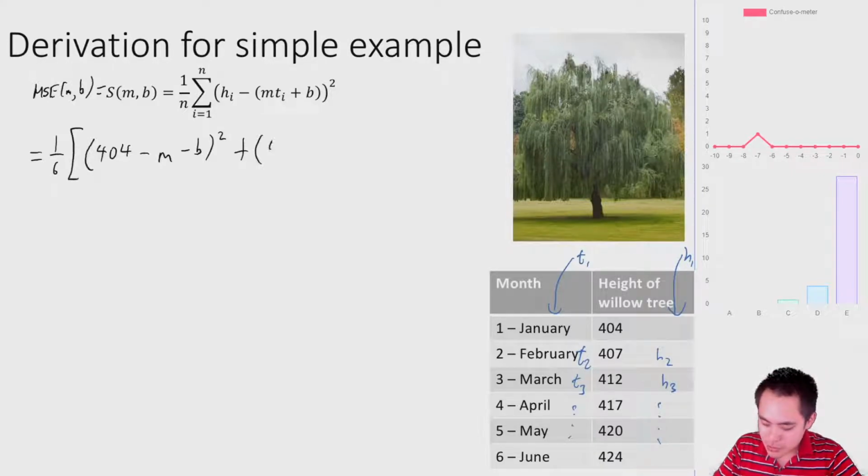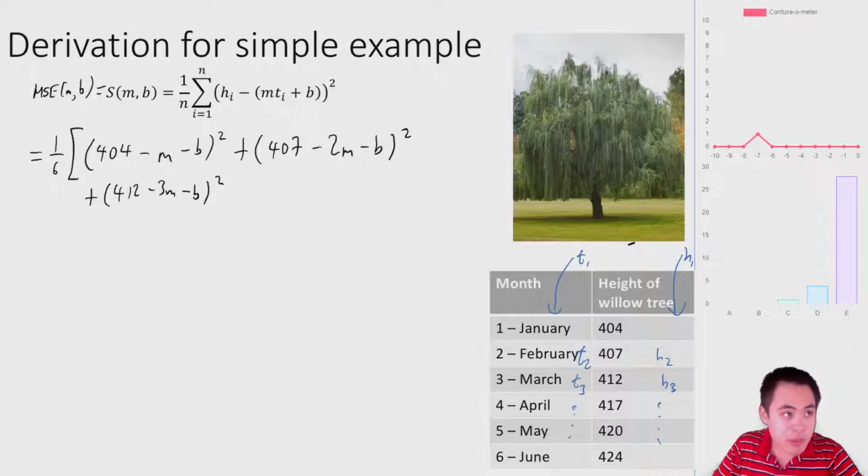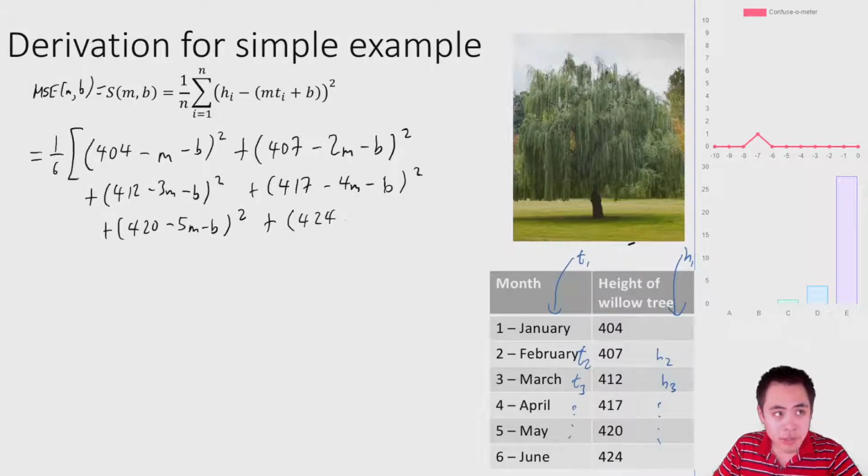And you take the second term of that summation, so that's 407. Since h2 is 407, time is now time 2, so this is minus 2m minus b squared. Oh, sorry, I shouldn't end the bracket because that's only two of our terms, and then we have another 4 terms to go. So plus 412 minus 3m minus b squared plus 417 minus 4m minus b squared plus 420 minus 5m minus b squared plus 424 minus 6m minus b squared.